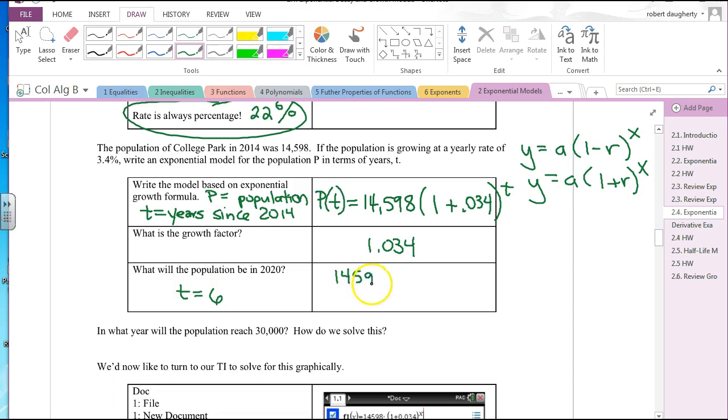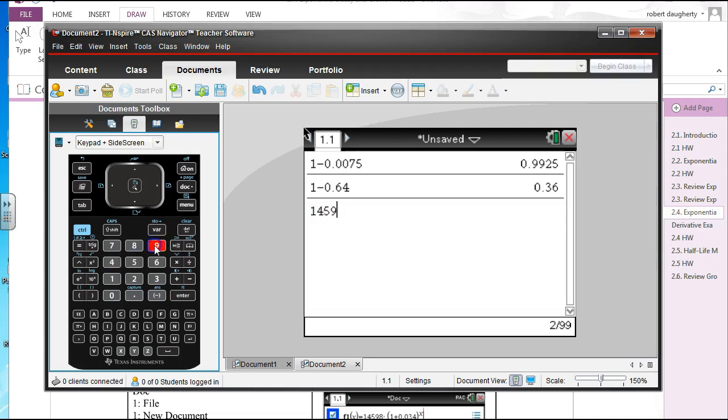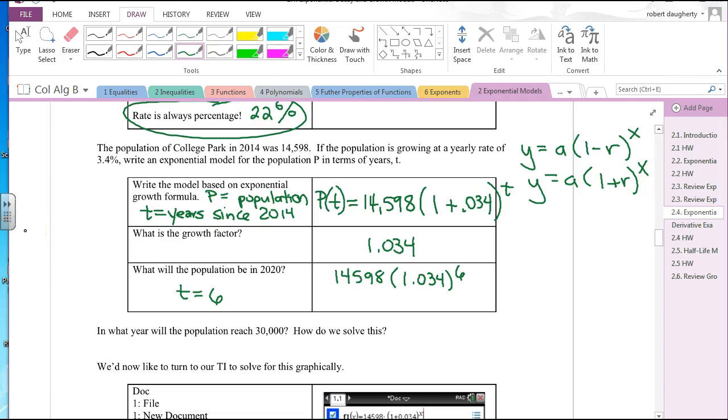So 14,598 times 1.034 to the 6. And I will go to my calculator. 14,598 times 1.034 raised to the 6 is 17,840.9. So about how many people is that? It's not 90 cents worth of people over there on that decimal. So 17,841. So this is about 17,841 people in the year 2020. Okay.